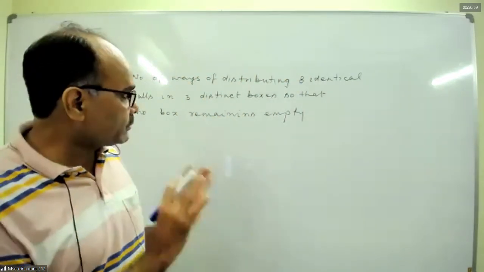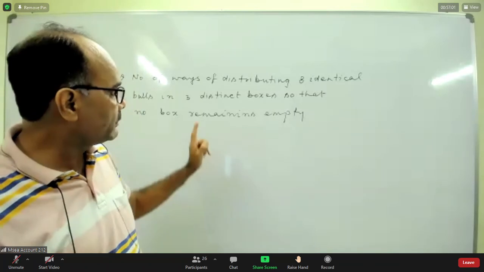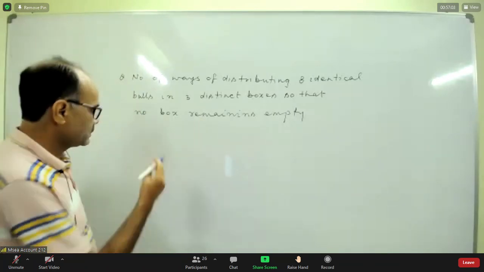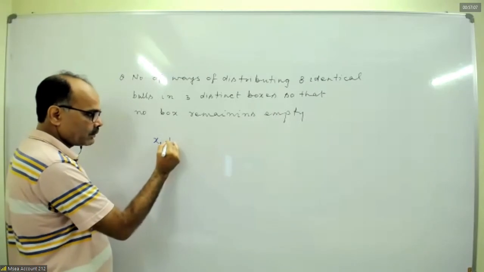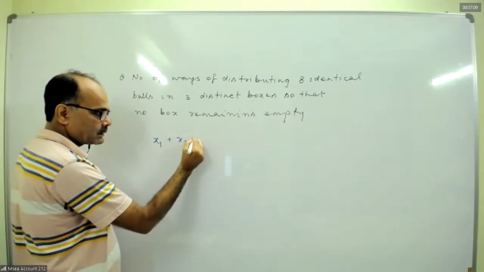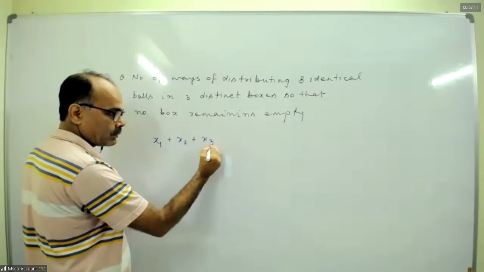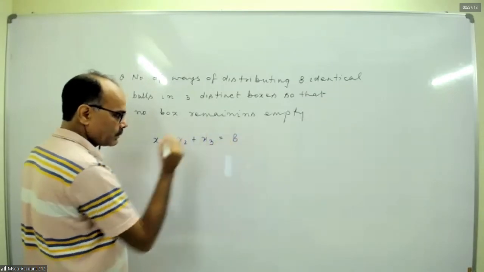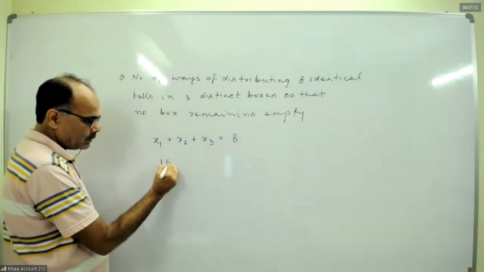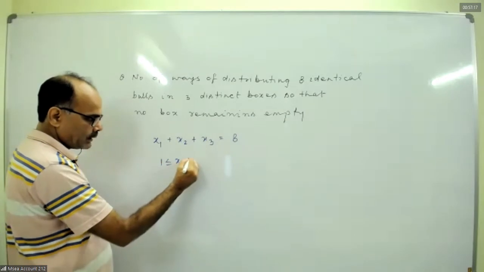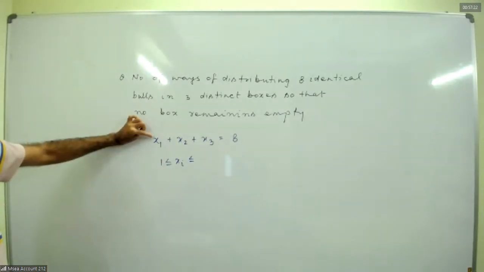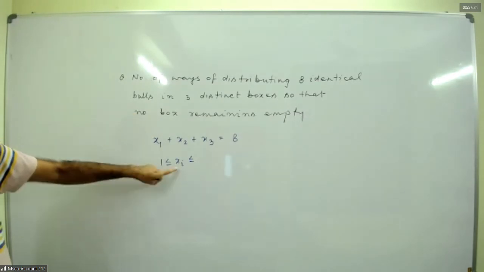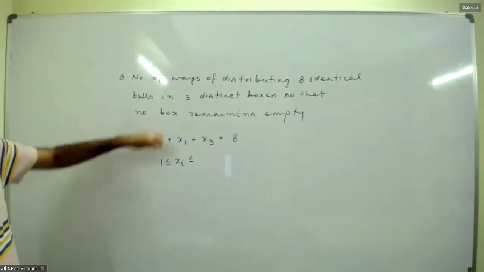So here balls are identical. So let x1 be the number of balls in first box. Think of it that way. X1 be number of balls in first box. X2 number of balls in second box. X3 number of balls in third box. What are the lower limit of xi? 1. What will be the upper limit? Whenever you assign lower limit, give the upper limit.